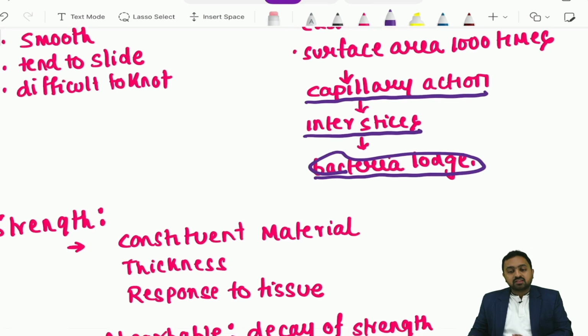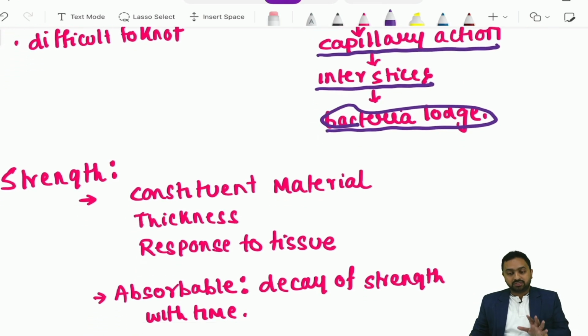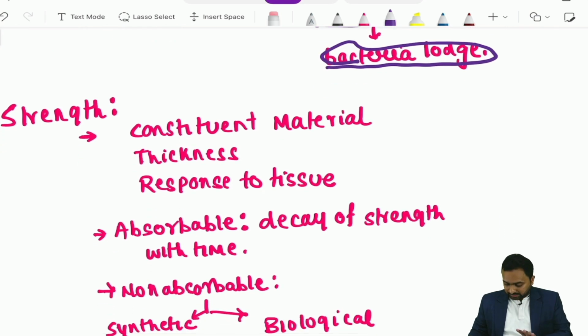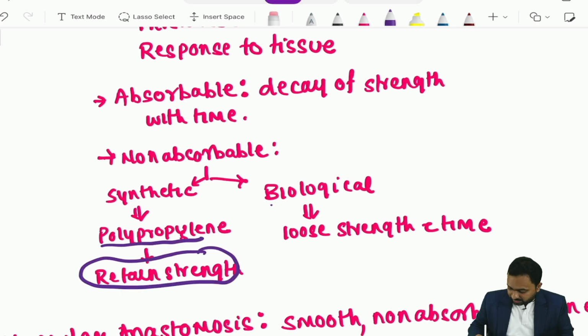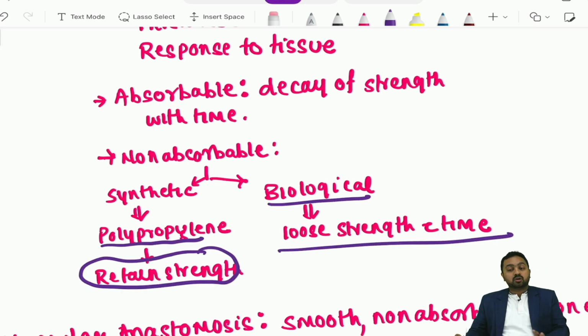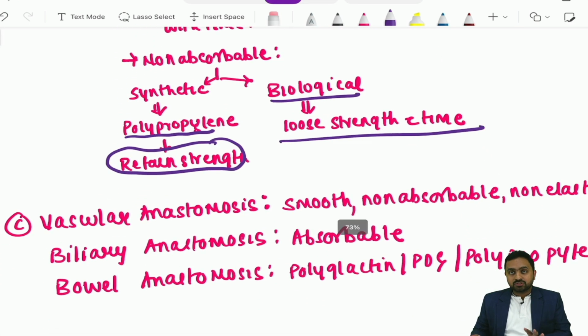Now the strength depends upon your constituent material, thickness, and your response to the tissue. Absorbable sutures usually decay in strength with time. In case of a non-absorbable, like synthetic or polypropylene, they retain their strength, whereas a biological non-absorbable would lose strength with time. So a few important points regarding which suture has to be used.